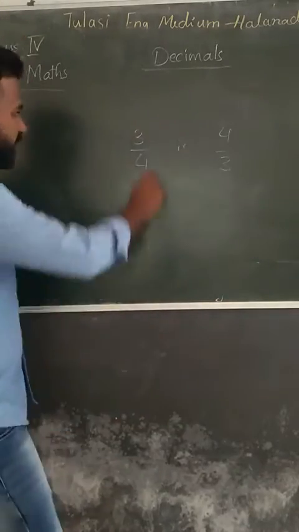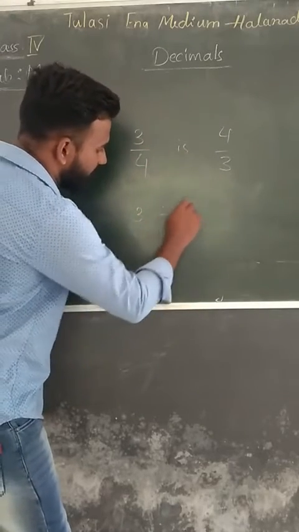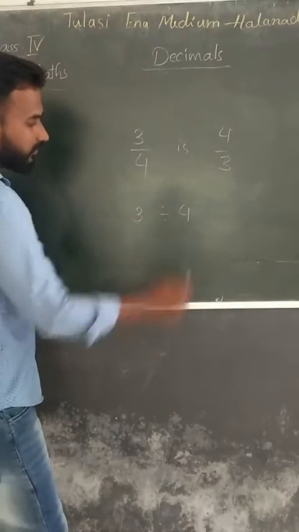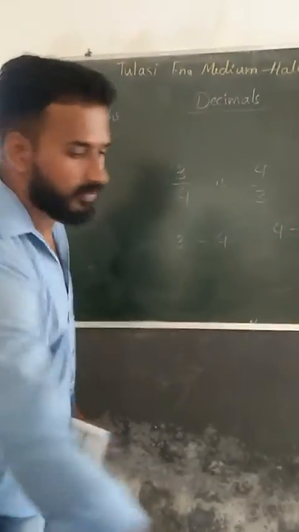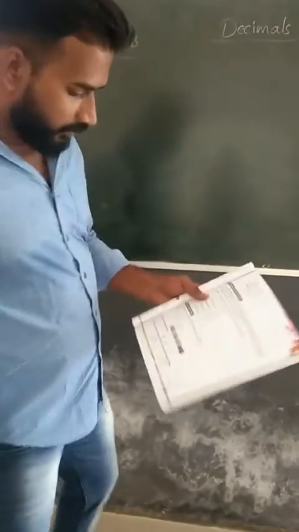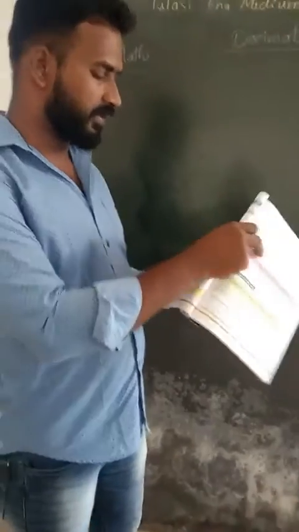Fraction as division. So already this one I told you, 3 by 4 in the sense 3 divided by 4. 4 by 3 in the sense 4 divided by 3. Okay, now come to the lesson decimals.